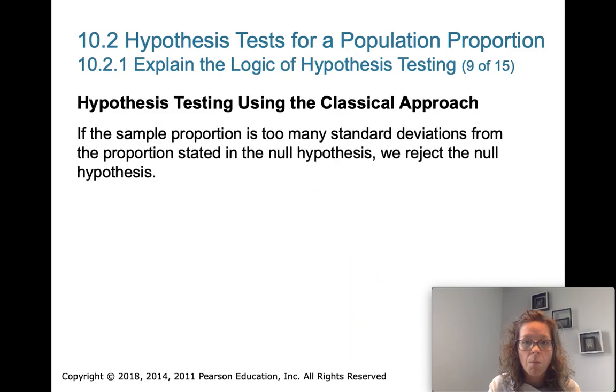So we're going to go through the classical approach as well. If the sample proportion is too many standard deviations away, we reject that null. And how many is too many? Well, that depends on how confident we want to be. We've got that 95% is a pretty good measurement, and that's right at the 2 standard deviation line. So that can be a good measurement for us.